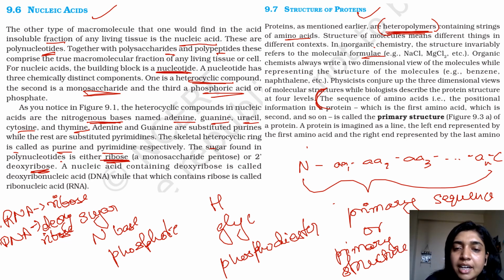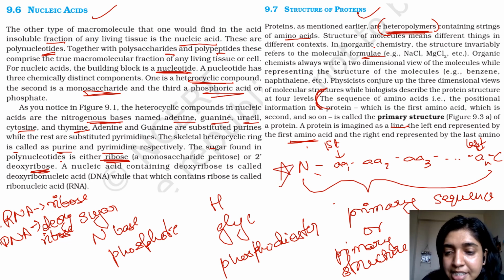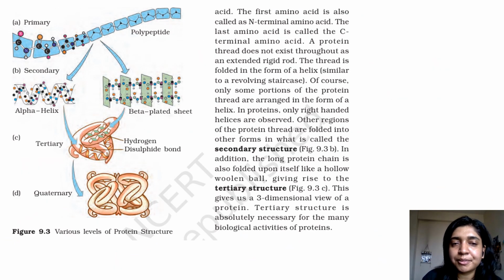All right. The protein is imagined as a line. As you can see, it looks like a line. The left end is represented by the first amino acid. So this is your first amino acid. And the right end is represented by the last. So this is your last amino acid. Alright, a question has come from this particular statement, so kindly try to understand. Let's move ahead. So this is your polymeric structure.